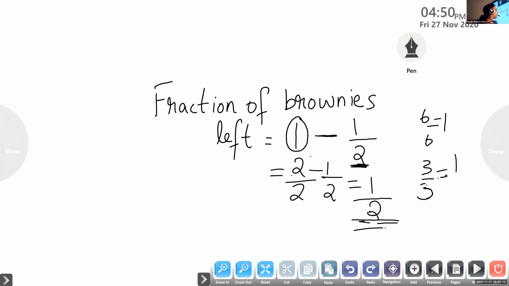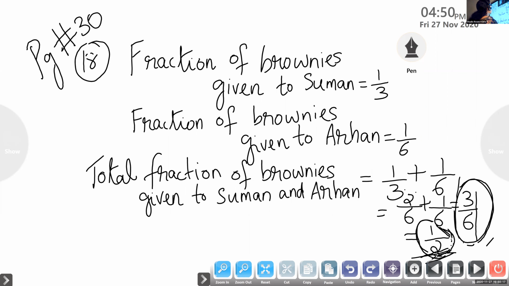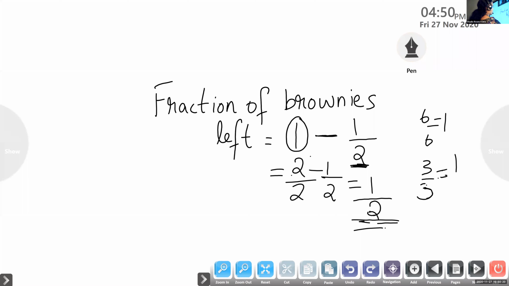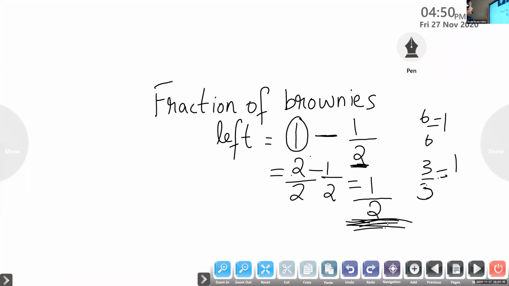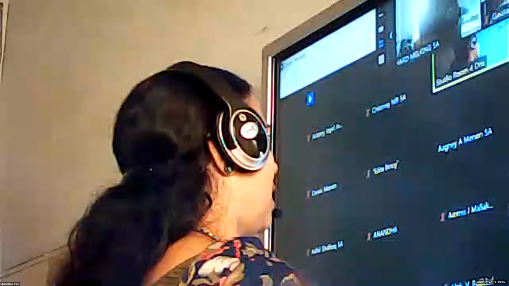So children, if you are writing 3 by 6, what do you have to do? From 6 by 6, you have to take away 3 by 6. Now if you find it, you will get the answer 3 by 6, and that answer you can reduce again. So better you reduce here itself. If you didn't reduce in the last step also, no problem. Anyway, the answer is 1 by 2, because 1 by 2 and 3 by 6 are equivalent fractions.